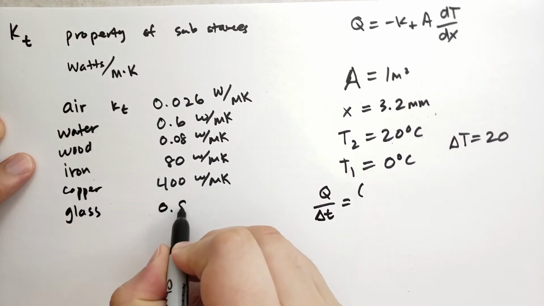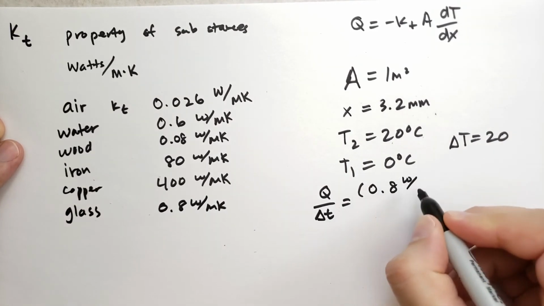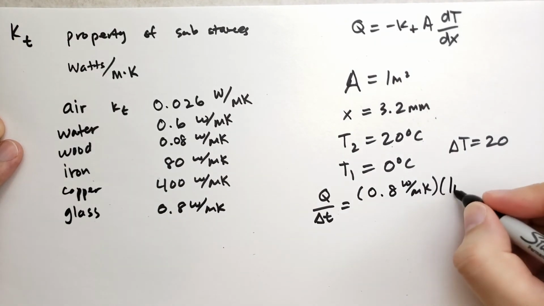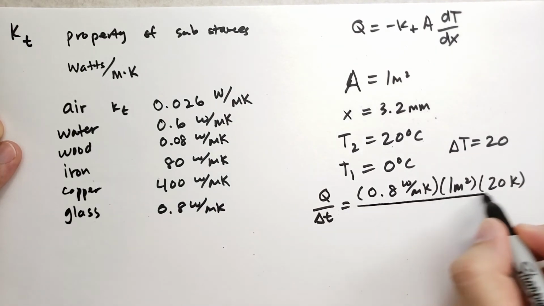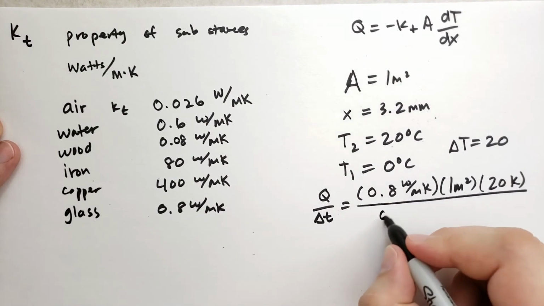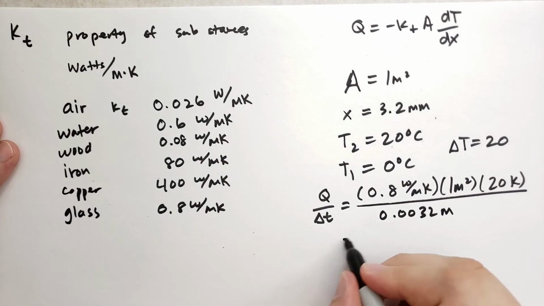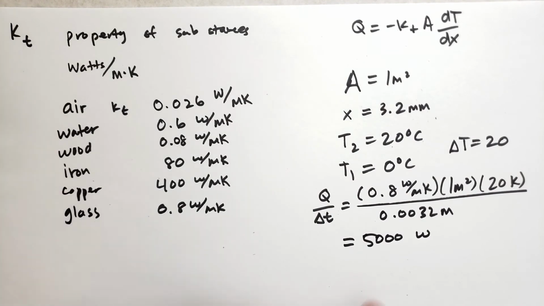I missed glass. So we have 0.8 watts per meter Kelvin. Then we have 1 meter squared for the area. And then we have a 20 degrees Kelvin difference. And then the distance it travels is 32 millimeters, which is 0.0032 meters. And so if you do all that math, you'll get 5,000 watts. That's the amount of energy that's being transferred due to the difference in temperature.